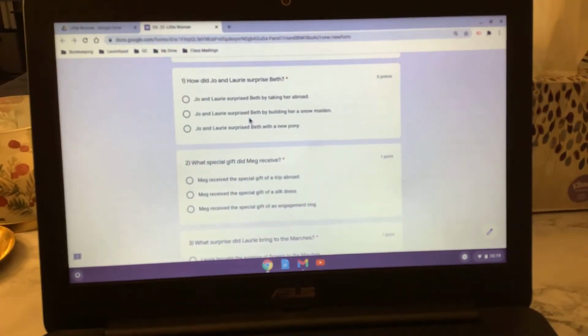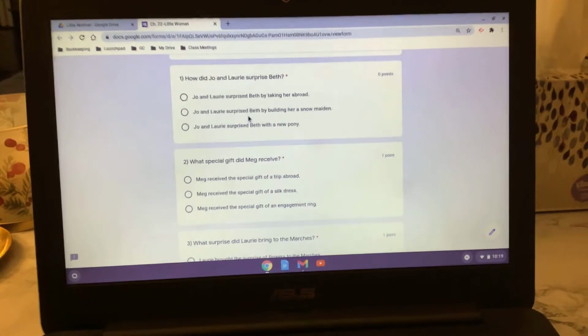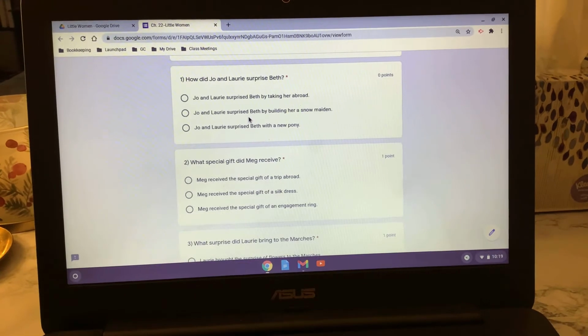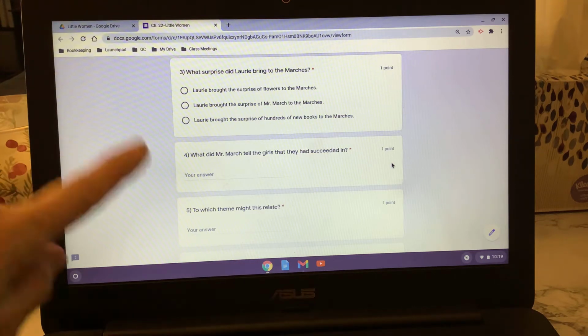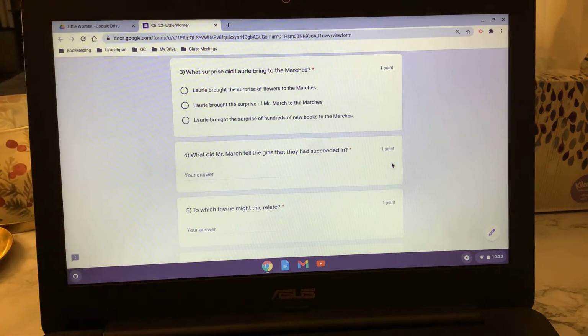Here we go. So number one, how did Jo and Laurie surprise Beth? Two, what special gift did Meg receive? Three, what surprise did Laurie bring to the Marches? Four, what did Mr. March tell the girls that they had succeeded in? So for your answer, you're going to have to say, Mr. March told the girls that they had succeeded in blank.